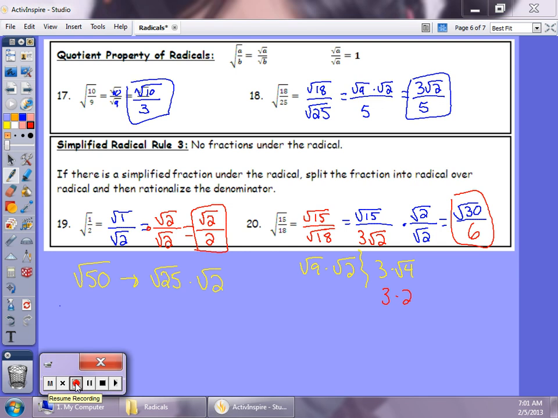So this is the end of our lesson today on radicals. If you have any questions, feel free to watch the video for a second time. And as always, if you still have questions, bring those questions into class tomorrow, where we'll be working on a radical worksheet to review all the different rules for simplifying radicals.